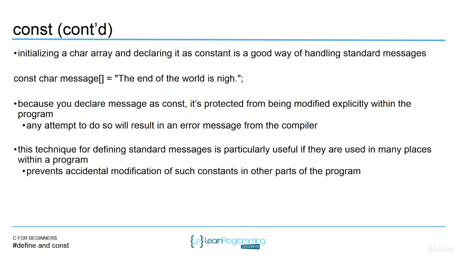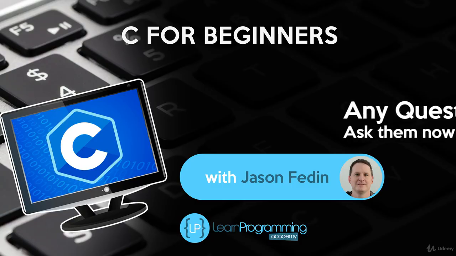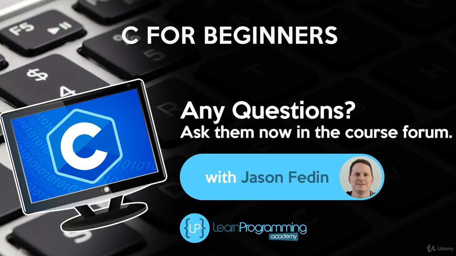Now you can use this for a standard message that may be displayed as output in various parts of the program. The technique for defining standard messages is particularly useful if they are used in many places, like I mentioned. It prevents accidental modification of such constants in other parts of the program, just like magic numbers. So constants, you want to use them in your program. Two ways to employ them, essentially, using the define and using the constant keyword. Please pay attention to this. You might see it in some upcoming examples.